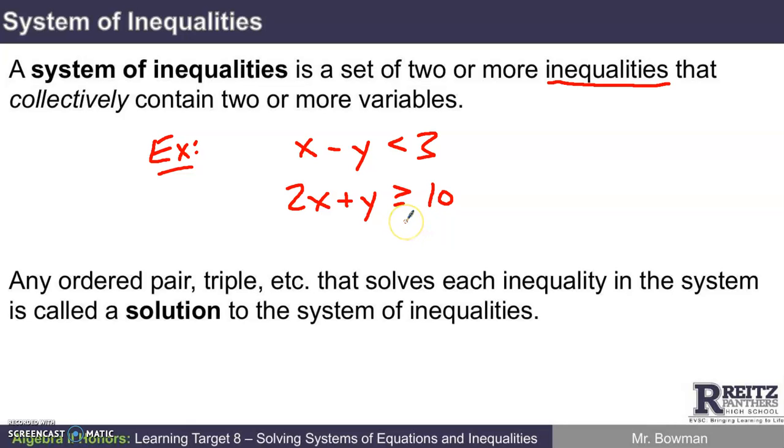So any ordered pair, or ordered triple if there were 3 variables, etc., any set of x, y, z that solves each inequality in the system is called a solution to the system of inequalities. One of the differences that you're going to see here is that we're not going to find one ordered pair that solves these inequalities. We're going to find a whole region of them that solve each inequality.